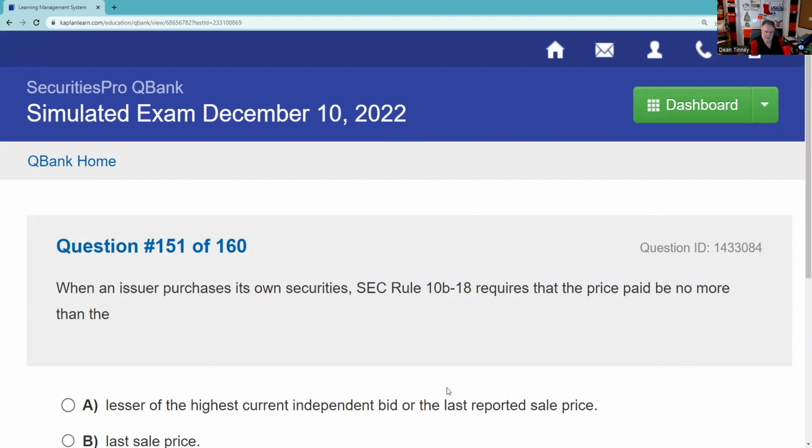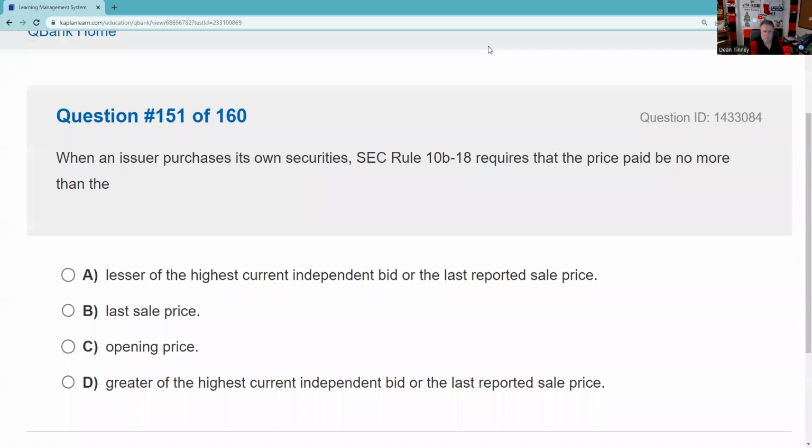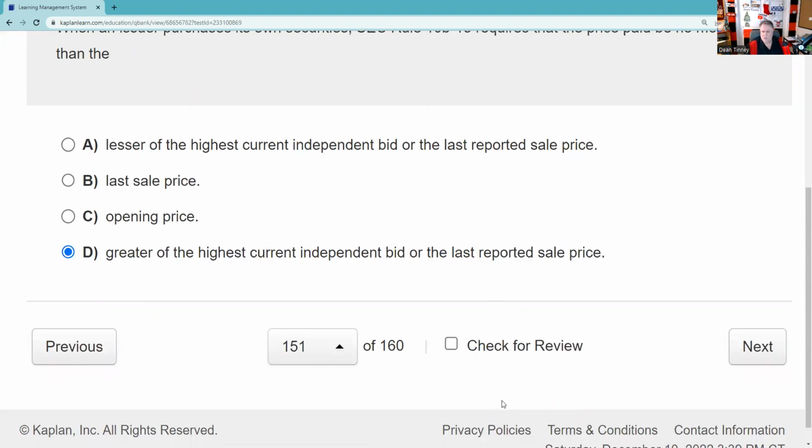151. When an issuer is purchasing its own securities, I would expect to see something on this. 10b-18 requires the price paid be no greater than the highest current bid. We're not supposed to peg it or make it look like it's active. So the answer is D, as in dog.